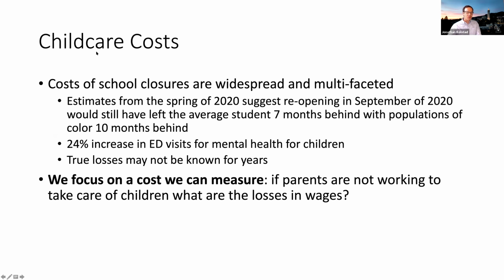Okay, so what we're going to do is begin by thinking about just the costs. And I just want to put this in perspective, that the costs of school closures are very widespread and multifaceted. We're not even scratching the surface. If you just look at some of the early estimates, if we had reopened in September, so if in fact schools had gone back in the fall, the average student would have been 7 months behind in terms of lost material, and students of color, populations of color, would have been 10 months behind. Both high levels and unequal.